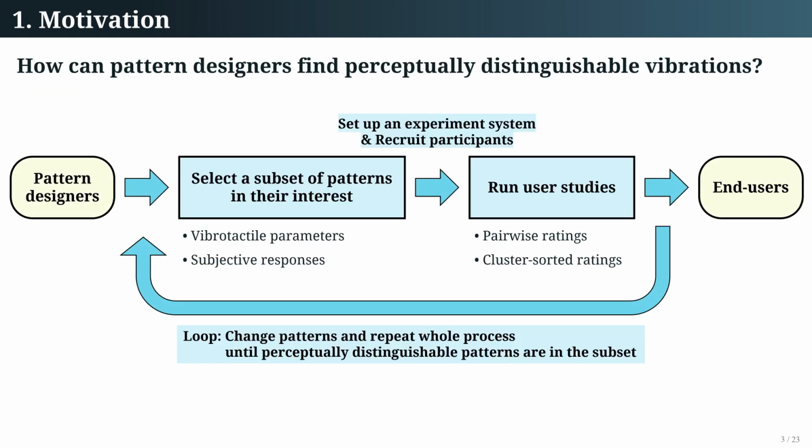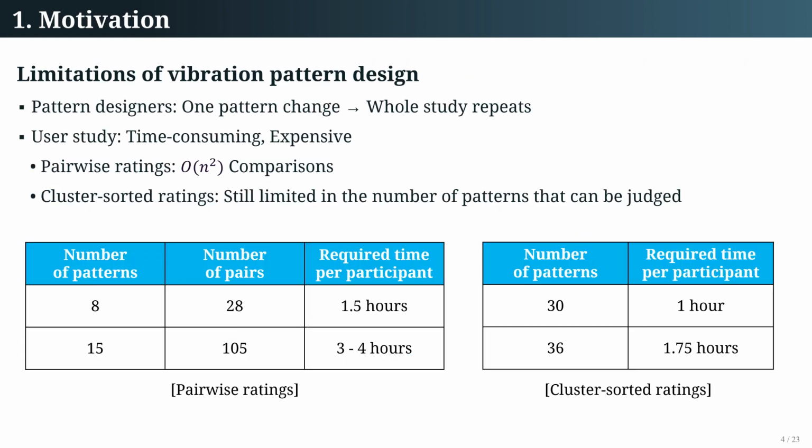Usually, pattern designers run a two-step process to find the perceptually well-distinguishable patterns. They carefully select a subset of vibrations in their interest and run a user study to get its dissimilarity matrix using pairwise or cluster-sorted ratings. This process repeats until they find the best patterns that fit their interest.